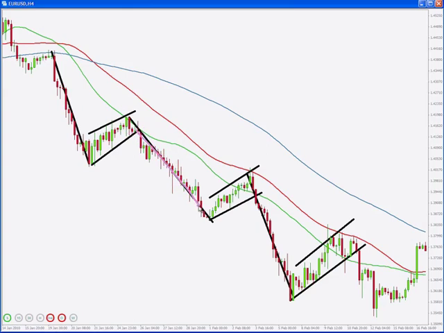Pole of the flag in itself, bounce off the dynamic area of support and resistance, breakout of the flag, off it goes for a whole new trade. Yet again, the same thing: the pole, the flag, the dynamic area, the bounce off the dynamic area, and so on and so forth.